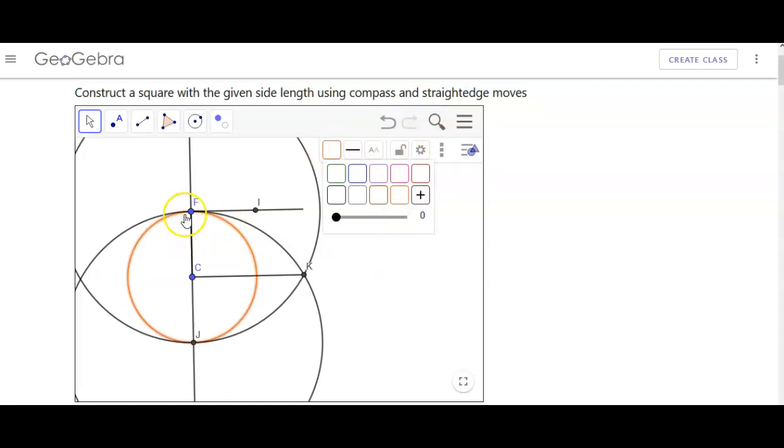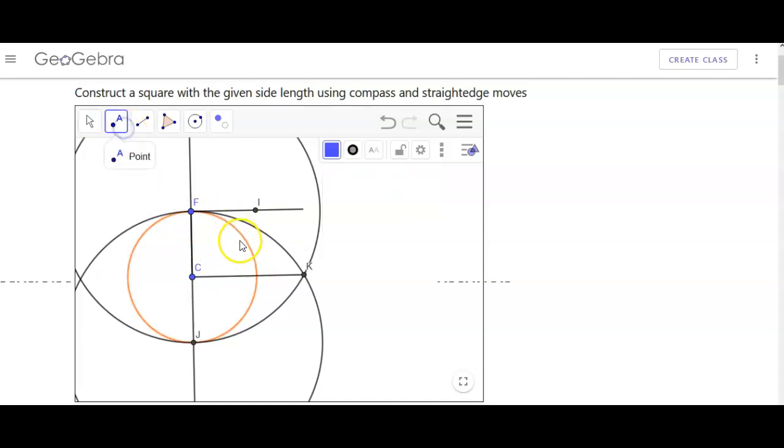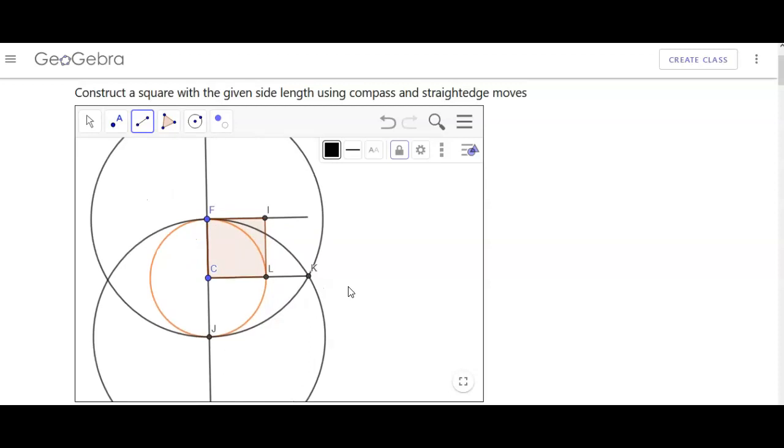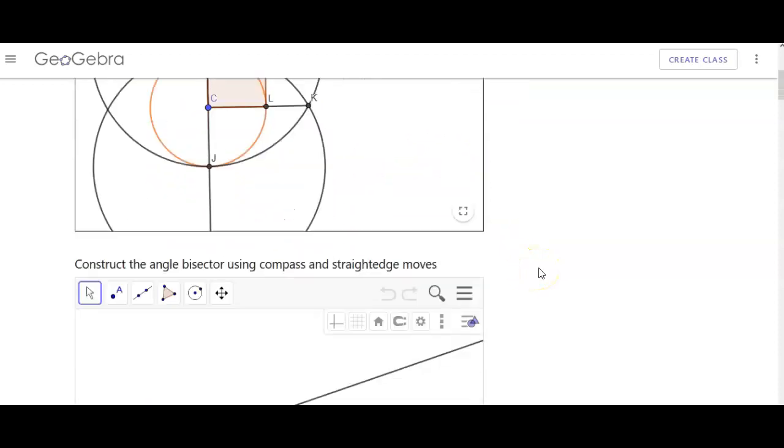Okay, you can see this distance here is a radius, so we need to find another radius of that circle, and so we're going to put a point right here. And now that we have that, we can use our polygon tool and go 1, 2, 3, 4, and there is, maybe, there's our square. There we go. I don't have the angle measure tool on this one, but if we did, you could see that those would all be 90-degree angles.